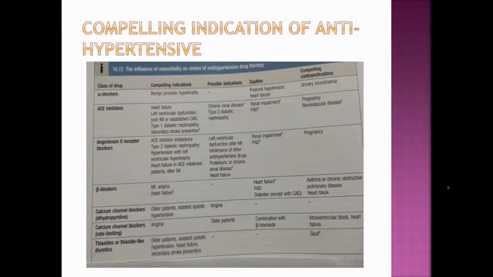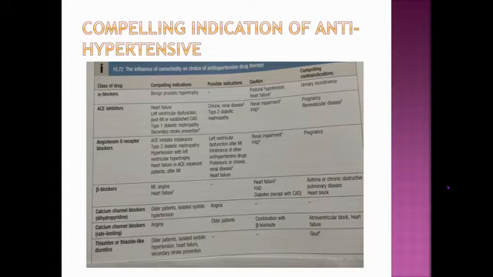Calcium channel blockers that are rate limiting: verapamil, diltiazem. The main compelling indication is angina, hypertension with angina. Can be used in older patients. And there are contraindications also: heart block and heart failure, because they limit the heart rate.